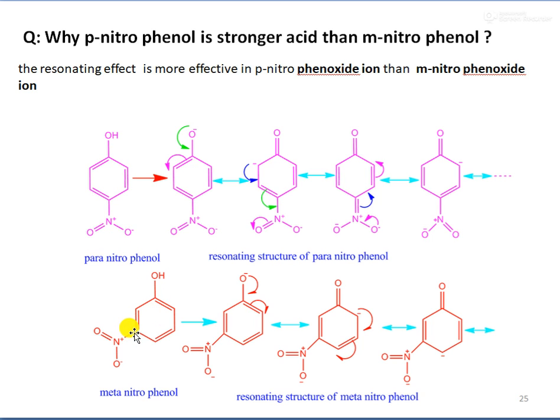Whereas the meta position is relatively electron deficient initially, because the OH group is only ortho and para directing and it is not meta directing. So even if an NO2 group comes, this electron withdrawing effect will not be that efficient. So we can draw only these fewer resonating structures for meta-nitrophenols.